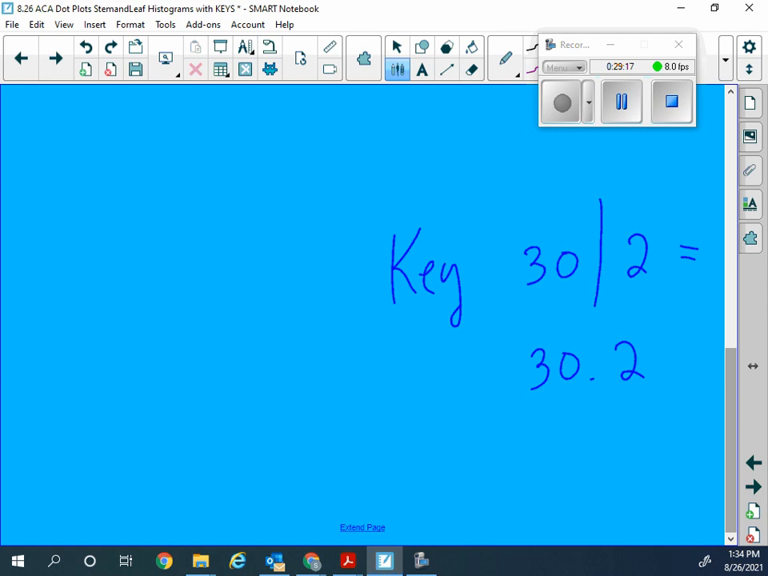30.2. My line here is actually made a decimal. What if I didn't put this here? What might you think the number is? 302. If I don't have this here, if this is gone, then it looks like 302. So you need to be careful. Okay, the key is important.